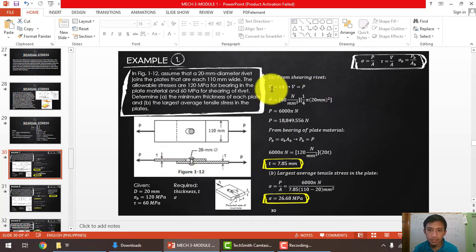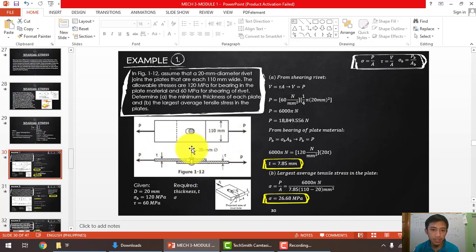So again, let's focus on the first unknown, the minimum thickness of each plate. For us to compute that minimum thickness, for us to carry that force P, in the first place, we need to know what is that force P.